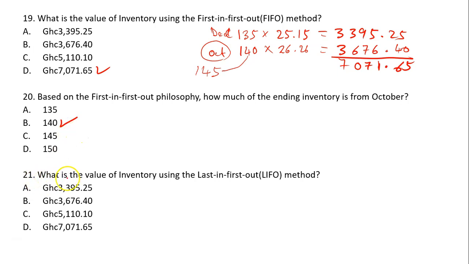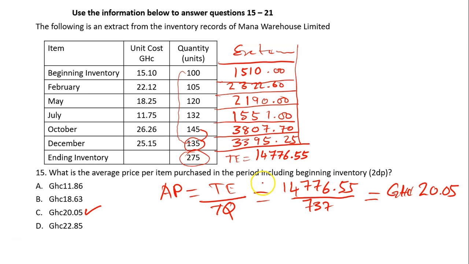Question 21 says, what is the value of inventory using the last in, first out method? So let's go back to the table again. When you come to the table, they say last in, first out, isn't it? The ones that come last, December comes last, so it should be the first to go out. So it means that the closing stock of 275 should come from beginning and February and also May, if possible. So let's check that out if it's possible.